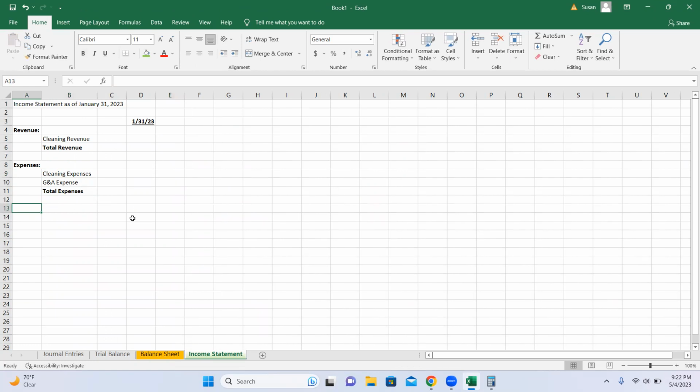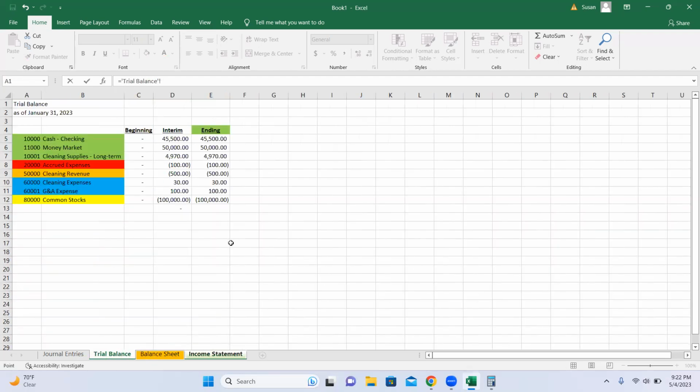And then we have earnings before tax, or you can actually call it net profit or loss before tax. This is kind of like your EBIT. So for our revenue, and you could use VLOOKUP for this too, but since it's so small, I'll just reference it from the trial balance.